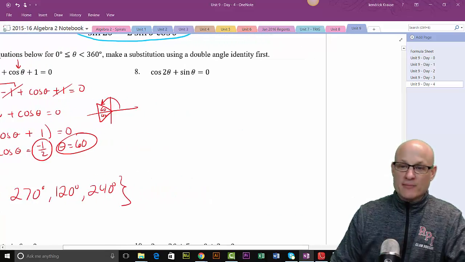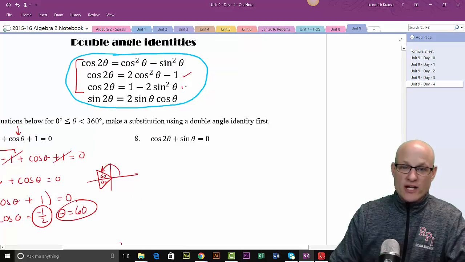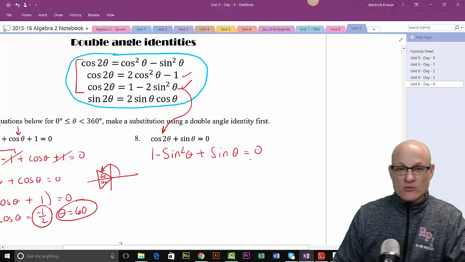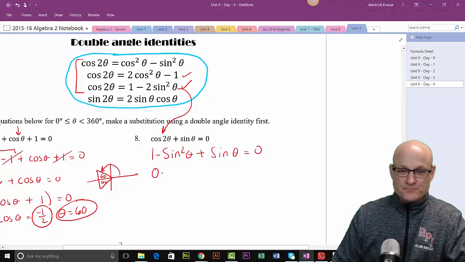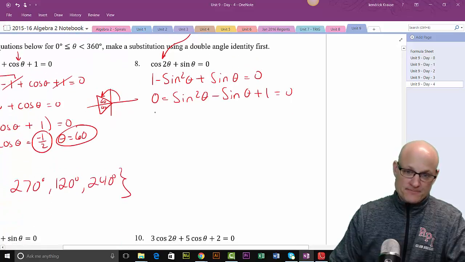This time, I'm going to replace it with just the sine one. So I'm going to replace this with this. So it's 1 minus sine squared theta plus sine theta equals 0. Well, my squared's negative, so I want to move everything to the right side again. 0 is equal to sine squared theta minus sine theta plus 1 equals 0. This isn't too bad.